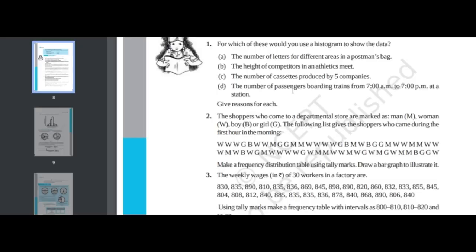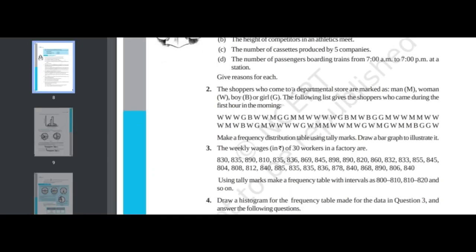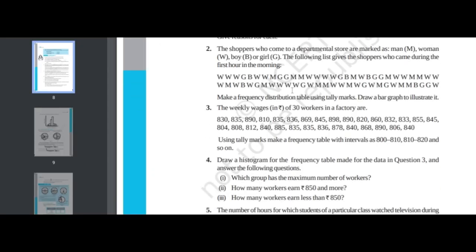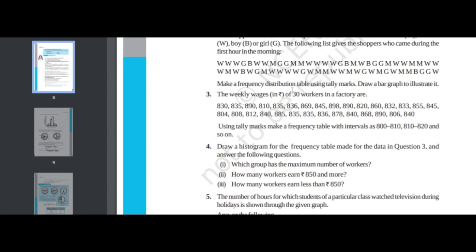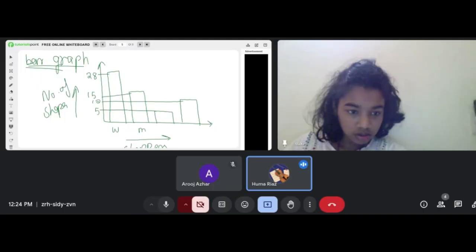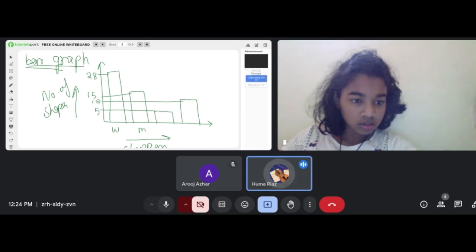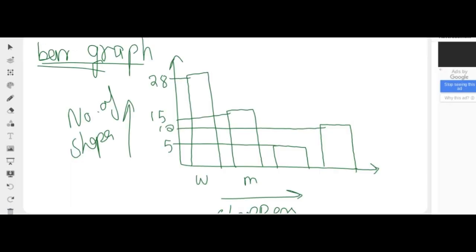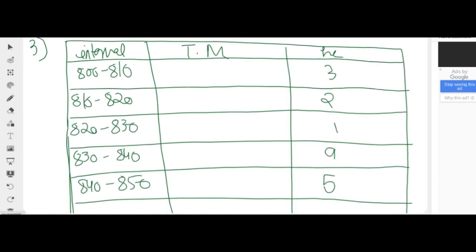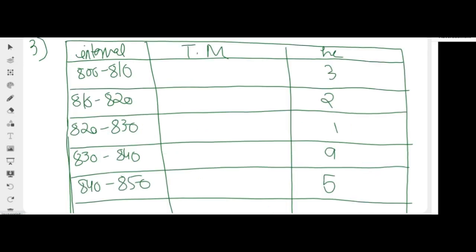Question number 3. The weekly wages of 30 workers in a factory are given. Using tally marks, make a frequency table with intervals. Now show me your table of question number 3. Here is my table. I didn't write the tally marks. I just wrote the intervals and the frequency distribution.